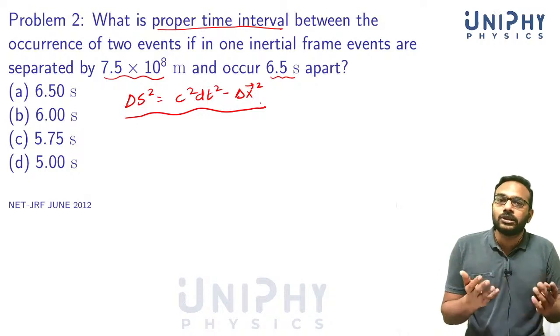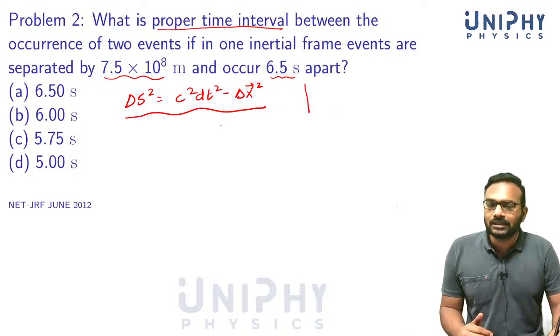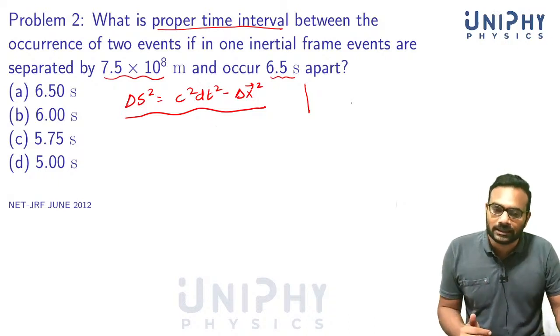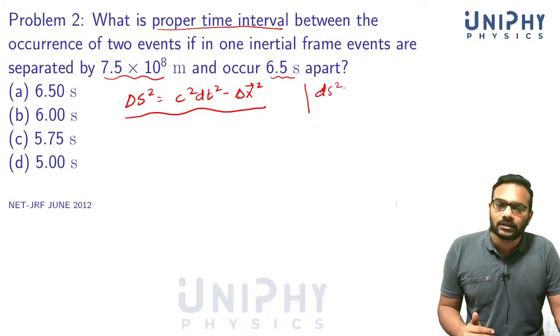This equation gives you the geometry of space-time according to the special theory of relativity. You can immediately compare it, because we are talking about a four-dimensional space-time, with the usual Pythagoras theorem. We will have ds square is equal to dx square plus dy square, right?